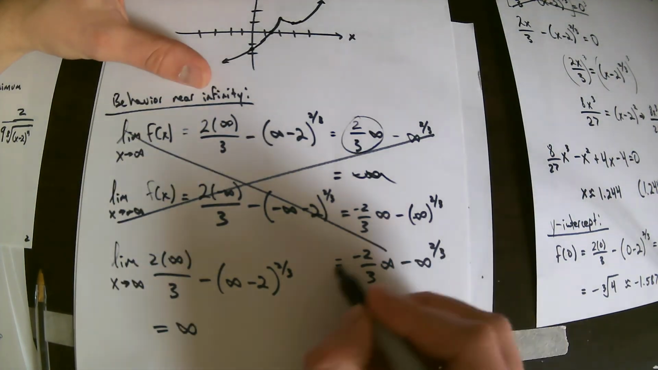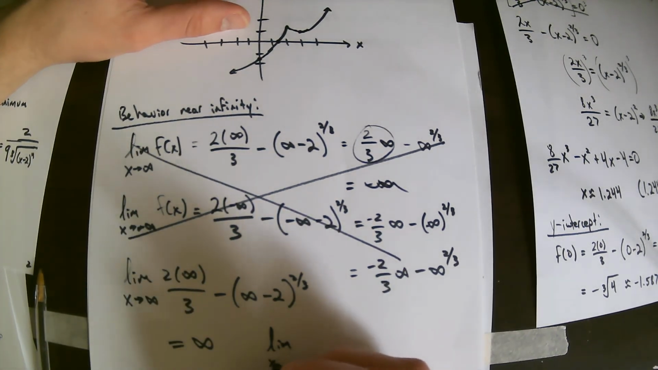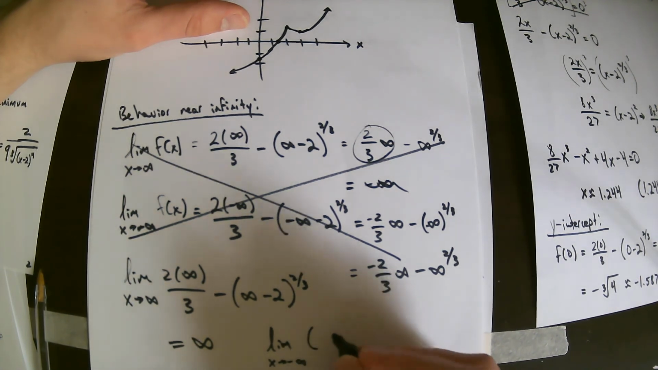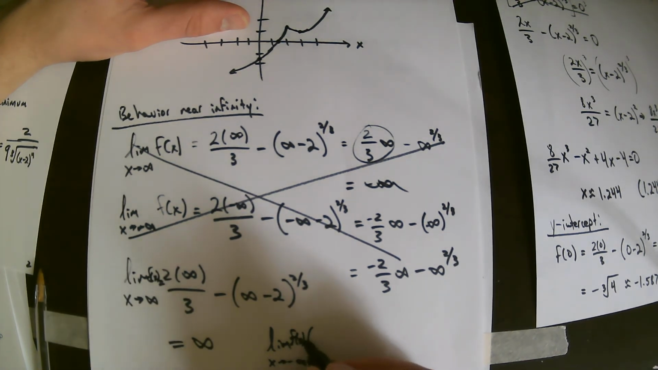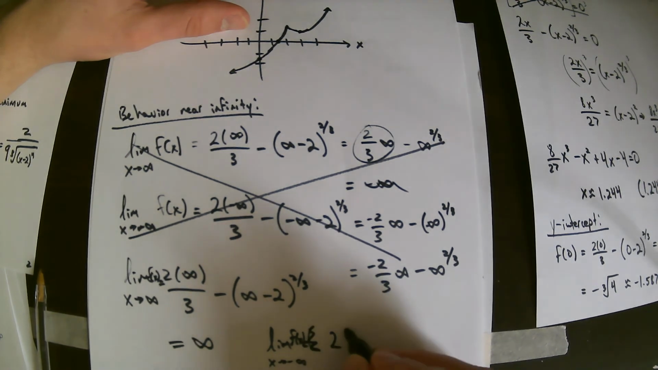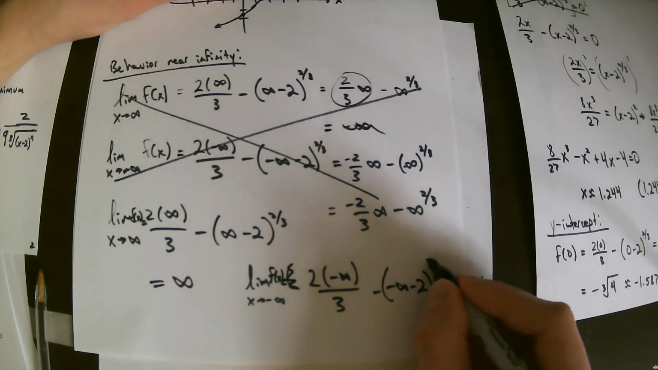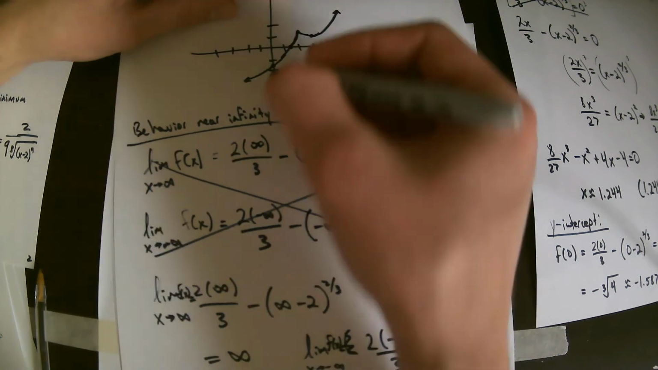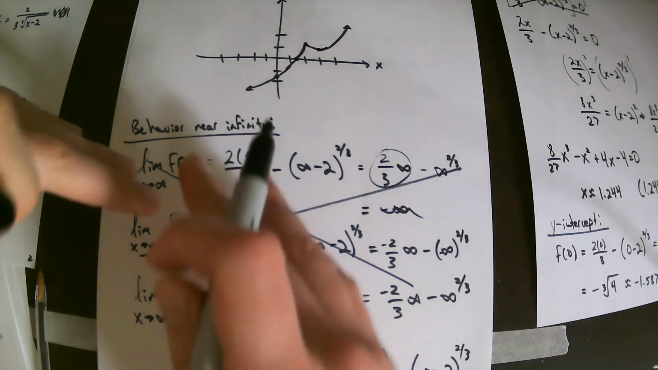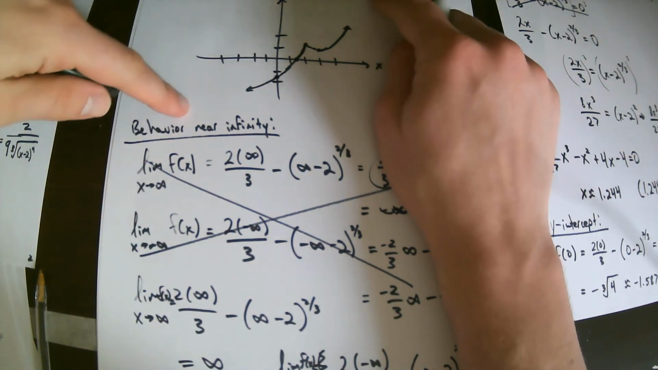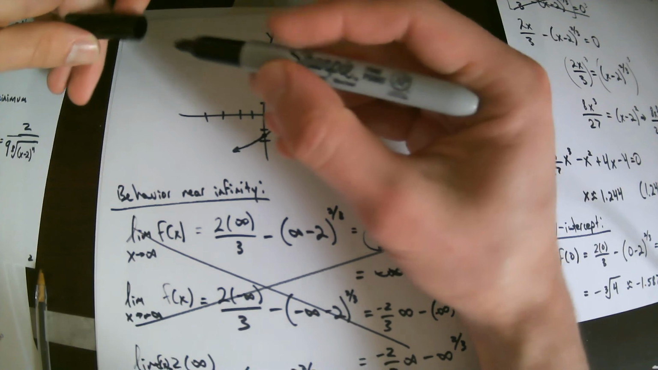And then here, as x tends towards negative infinity, f of x is equal to 2 times negative infinity over 3 minus negative infinity minus 2 to the 2/3. That's going to end up being negative infinity. That's on this side. But you'll see the book didn't even talk about this, because they say there's no more inflection or max and min points over here, so it's just going to go off to negative infinity and positive infinity.